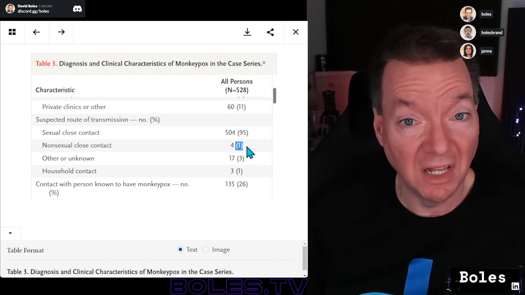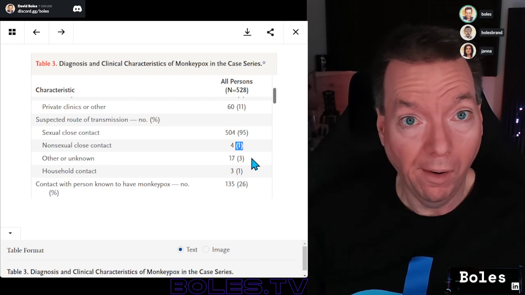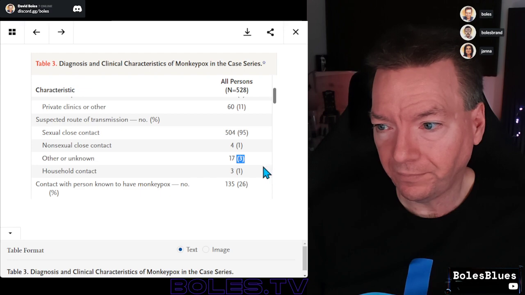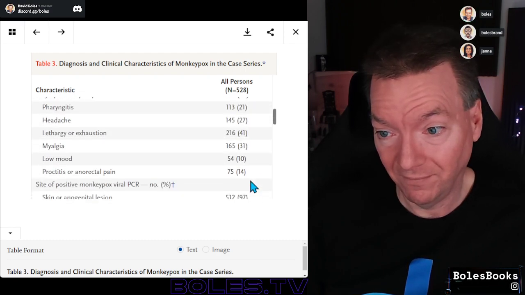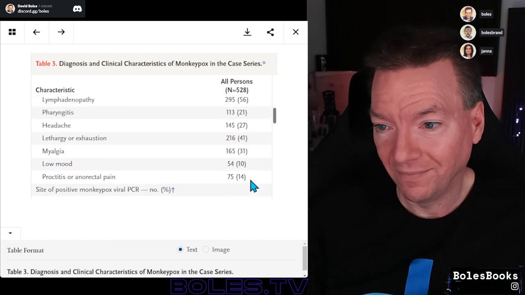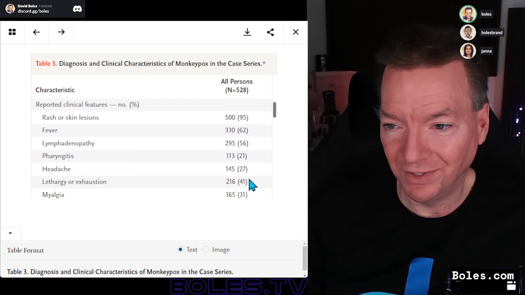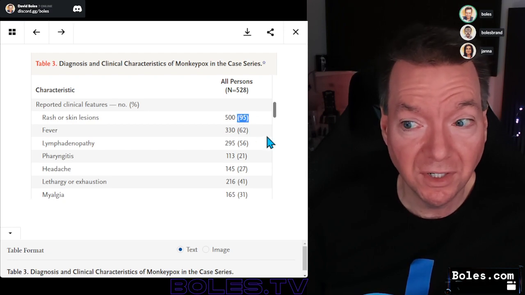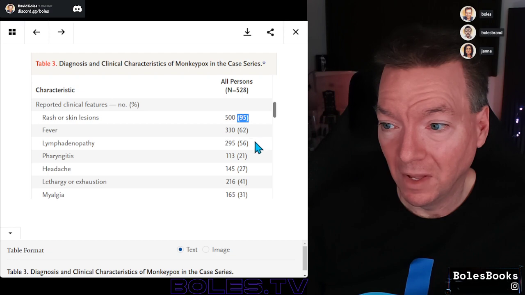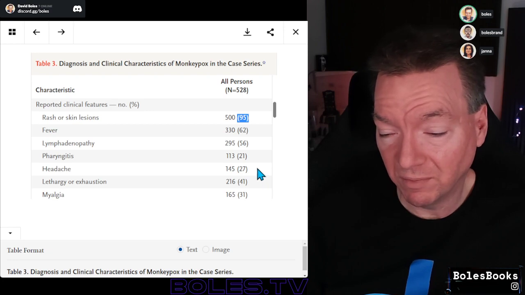Non-sexual close contact, sneezing, sitting on the same cushion, 1%. Unknown is 3%. Household contact, 1%. Contact with a person known to have monkeypox is 26%. The reported clinical features: rash or lesions, 95%. Fever, 62%. Swollen lymph nodes, 56%. Just having a headache, 27%.